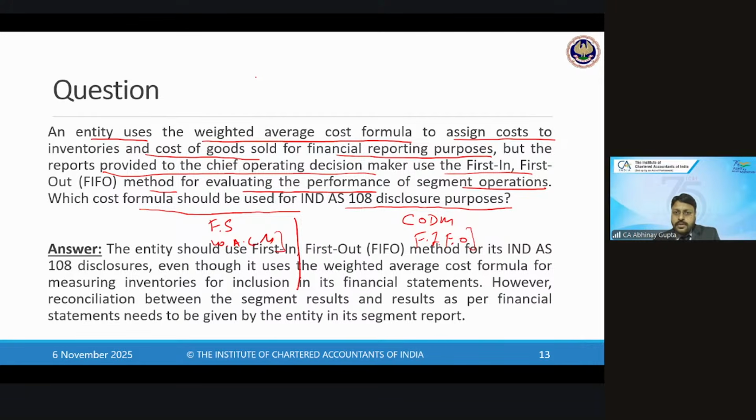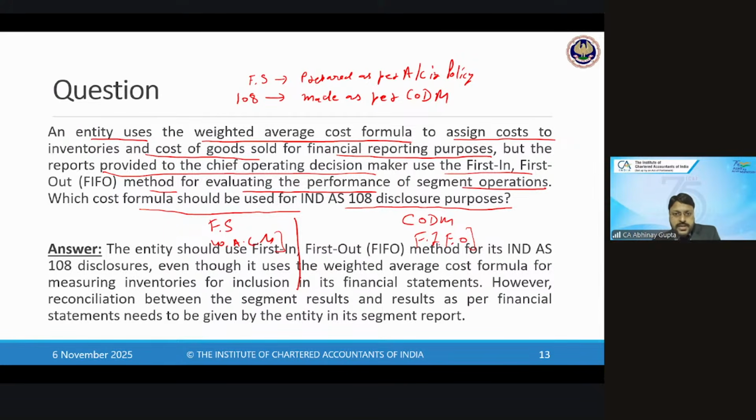Now, thumb rule. I'm just noting it for all of you. You also note down somewhere on your writing pad. Financial statements will be prepared as per accounting policy, right? 108 disclosure will be made as per CODM, right? So we are not going to alter the accounting policy or the P&L or the balance sheet basis the CODM policy.